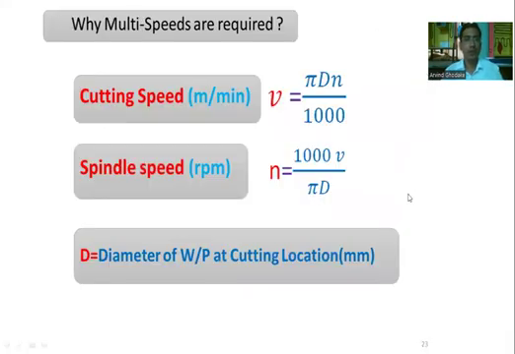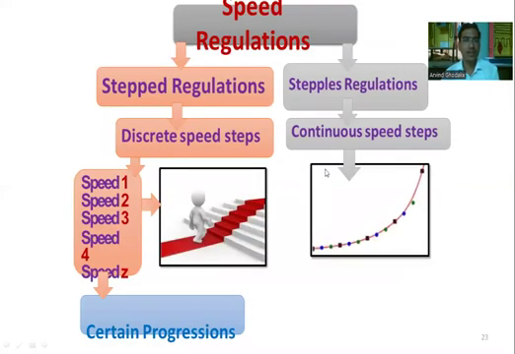Next, why are multi-speeds required? Because cutting speed is calculated by the formula V equals pi D N upon 1000. Therefore, the spindle speed N is 1000 V upon pi D, where D is the diameter of the workpiece at the cutting location in mm. Means if the diameter of the workpiece varies, you need to vary the spindle speed. So there is a need to design the multi-speed gearbox. Then there are speed step regulations.